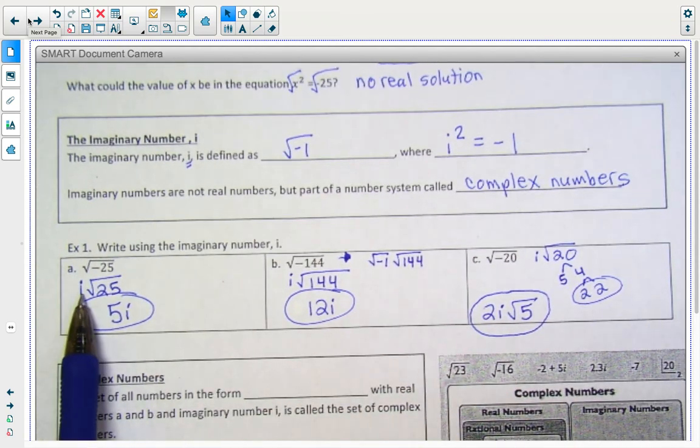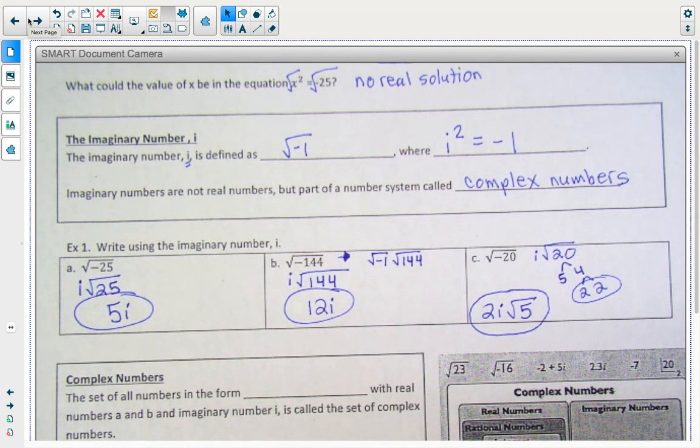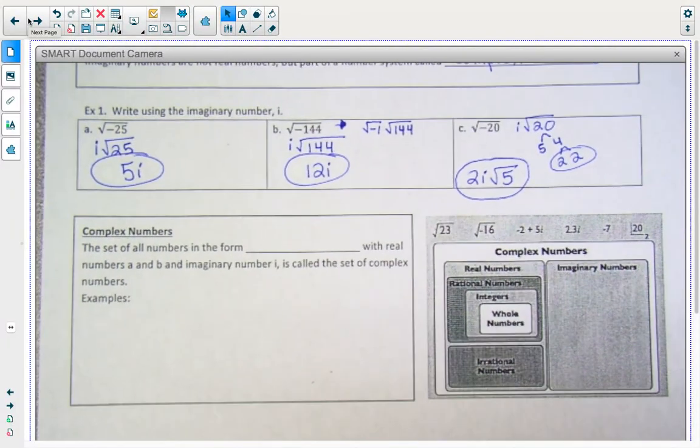So take out the i, take out the i, take out the i. That represents the square root of negative 1. That's the imaginary part of the problem that we're taking out so we can do like we normally do with our problems. All right, complex numbers.